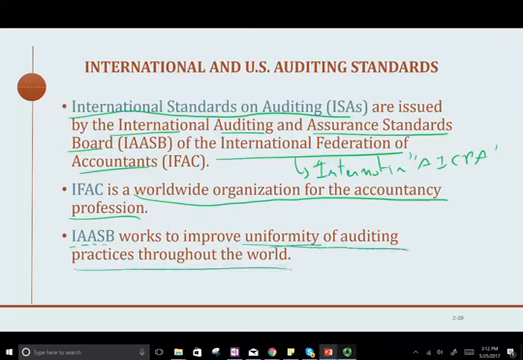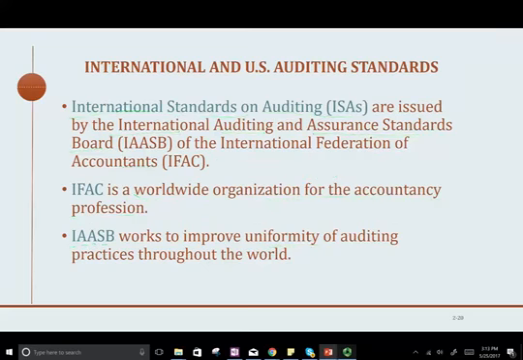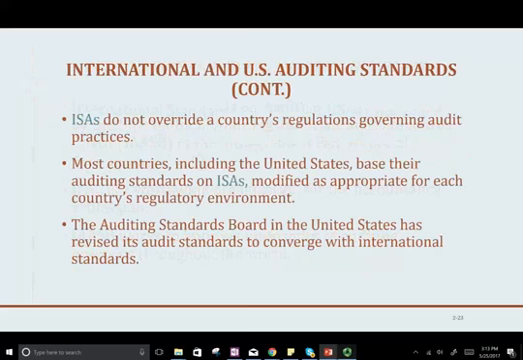So throughout the world, they'll try to set one standard. And since the US is part of the world, we'll try to also harmonize this process. And frankly, it's much easier to harmonize auditing standards than accounting standards. I'm sure if you take an international accounting course, you will learn about the cultural differences. But when it comes to auditing, there's a lot of commonality between US standards and international standards.